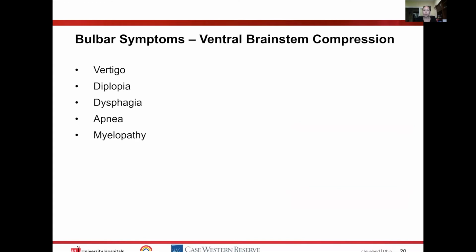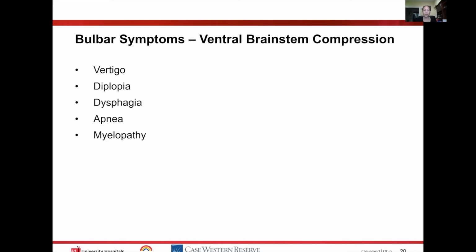So when we talk about bulbar symptoms, that's typically from ventral brainstem compression, all the cranial nerves that are seated more ventrally within the medulla. That's anything from vertigo. Patients will have diplopia if they have abnormal gaze. They can have dysphagia from their glossopharyngeal nuclei. They can have apnea, and we typically consider this to be central sleep apnea. A lot of these patients may have concurrent obstructive sleep apnea from something else, but it's usually the central sleep apnea that we're concerned about.